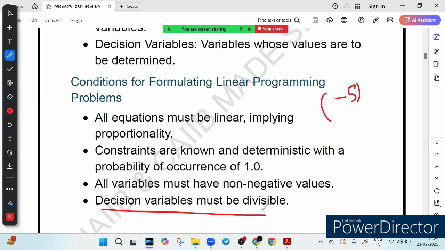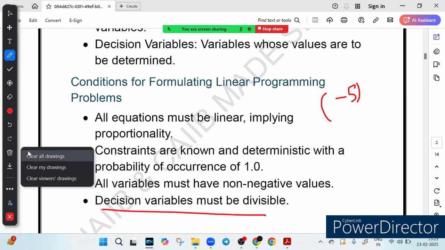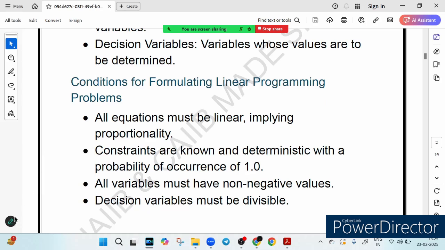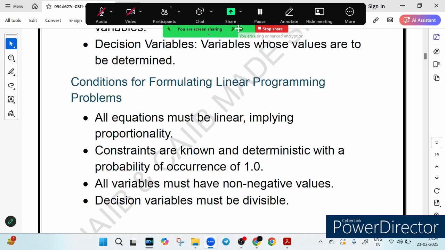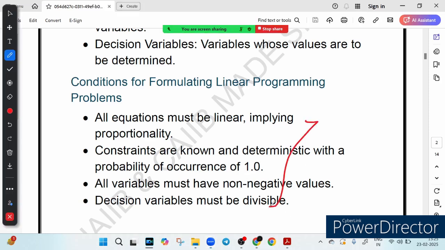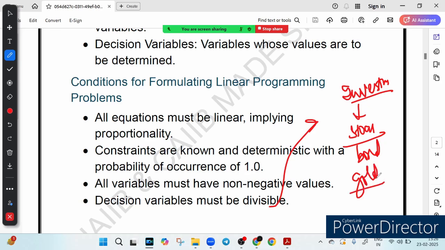And the fourth condition is that all the decision variables must be divisible, meaning fractional values are allowed. Let me give an example to make it clear. Let's say a company is distributing investment into stock, bond and gold. They can allocate 2.5 crore to a stock and 3.75 crore to a bond, right? So fractions are allowed. But if a problem requires whole numbers only, like hiring employees, then integer programming is used instead. I hope that makes sense.